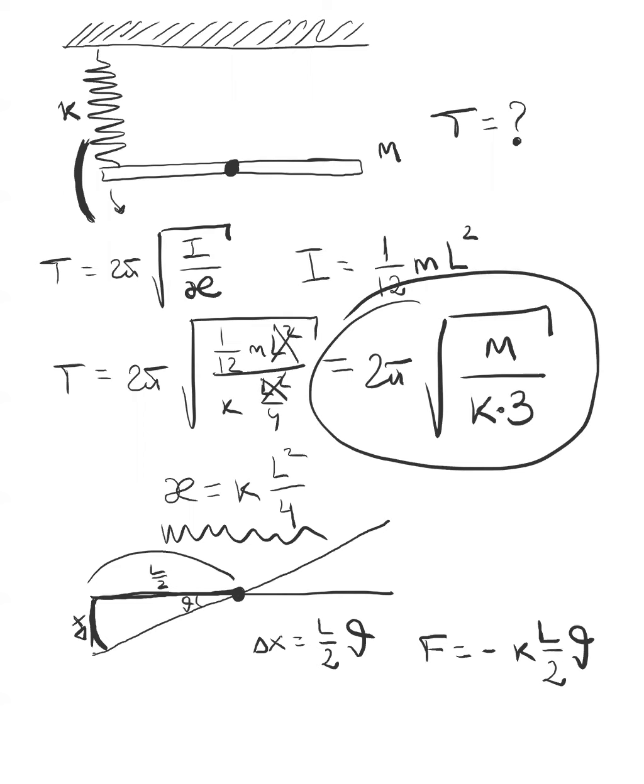So again, this makes sense. The scaling makes sense. Heavier rods will oscillate slower, and if I have a very stiff spring, then I will have small periods, so I will oscillate faster.